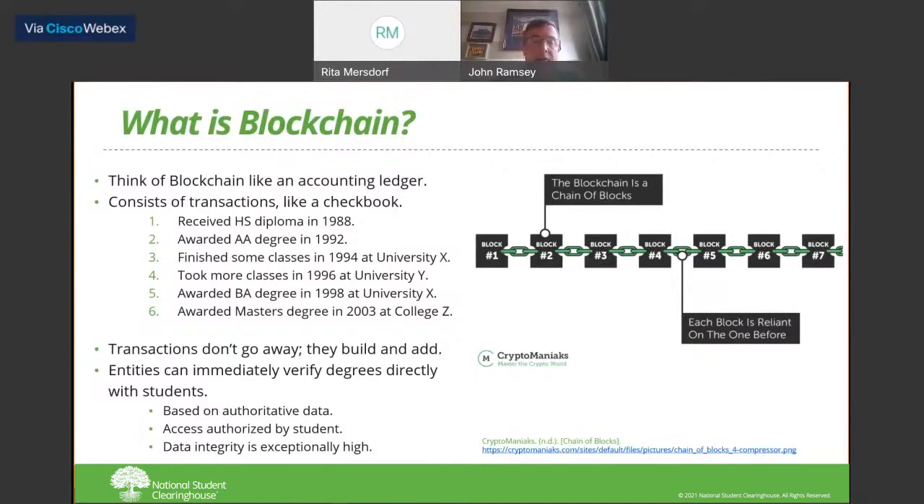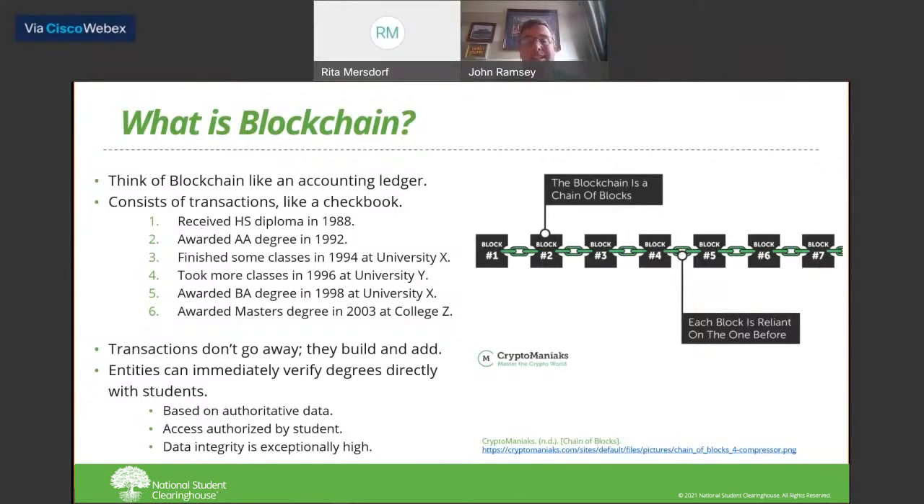An example there is entities can immediately verify degrees directly with students. So if I was applying for a position, that employer, through blockchain and my permission, could get the authoritative data of all of my information all at once. And I wouldn't have to go back to multiple schools to pull that for somebody. And that last bullet's important. We'll touch on that quite a few times.